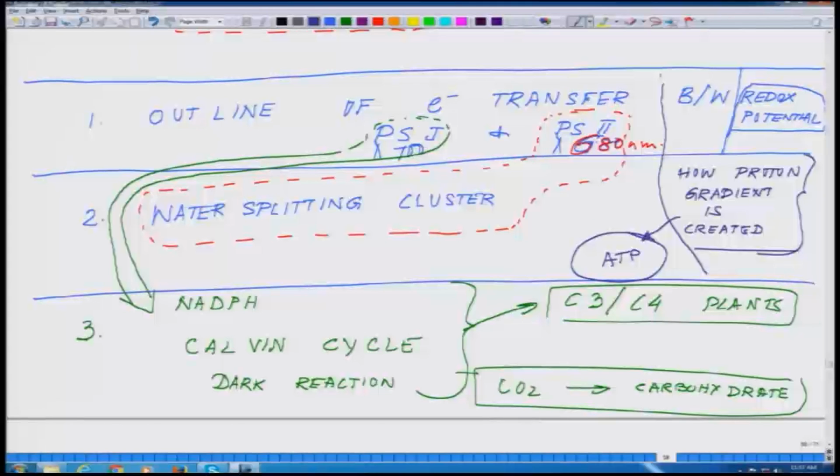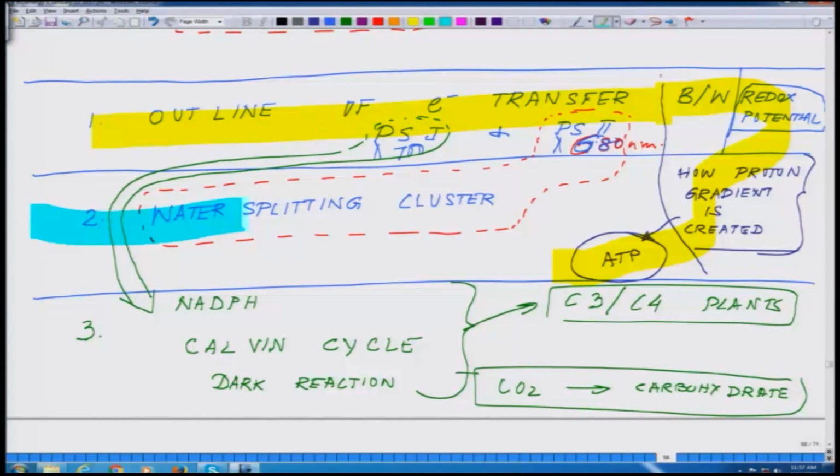This is what we are going to deal with: the outline of the electron transfer between photosystem 1 and photosystem 2. This is what we will be dealing with in part 1, followed up with respect to the redox potential and how the gradient is created and how ATP is generated. Second, we will be dealing with the water splitting cluster, which is present underneath photosystem 2, or at PS 680.